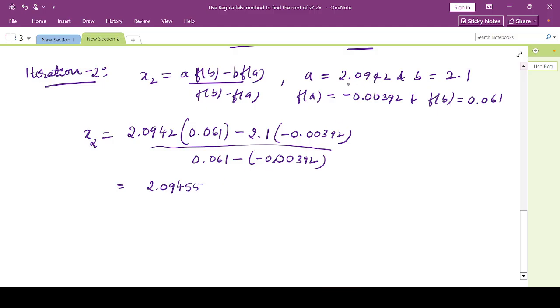Look, previously in x1, in the first iteration we got 2.0942. In the second iteration we have got 2.09455. So after decimal place up to 3 digits are same. Here instead of 2, here you have got 5. Still you can go for one more iteration to get the desired level of accuracy.